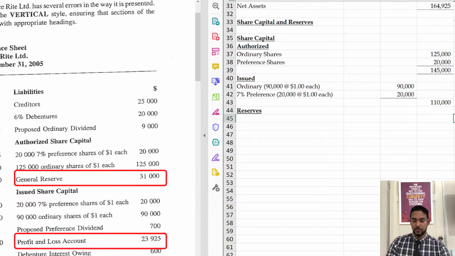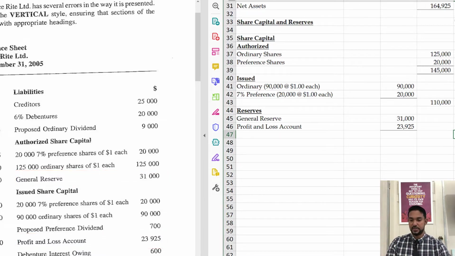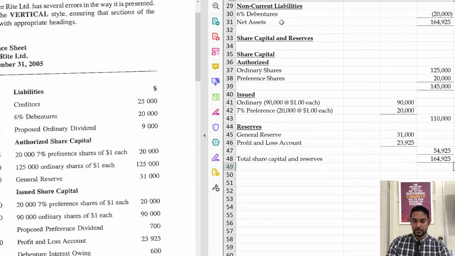The reserves now, we have a general reserve, 31,000. Then we have the profit and loss account, which is the balance in the profit and loss reserve, retained earnings. That's what I'm going to say, retained earnings. And if we add those two together, guess what we get? 54,925, which when added to 110 above, gives us 164,925. And guess what happens there? That balances with this figure here.